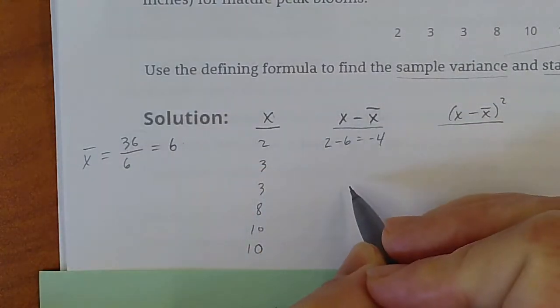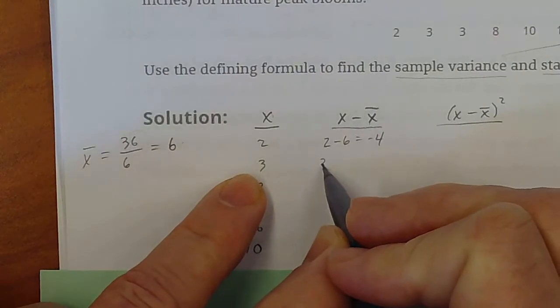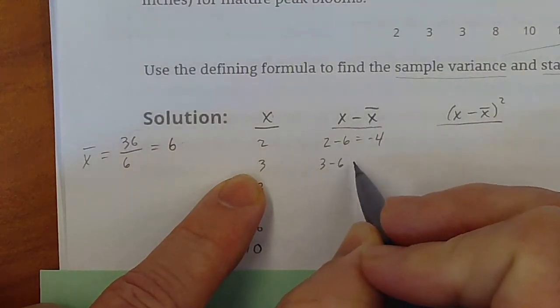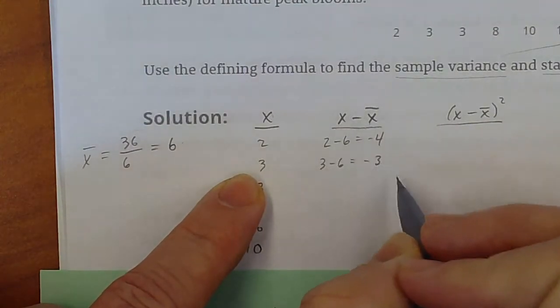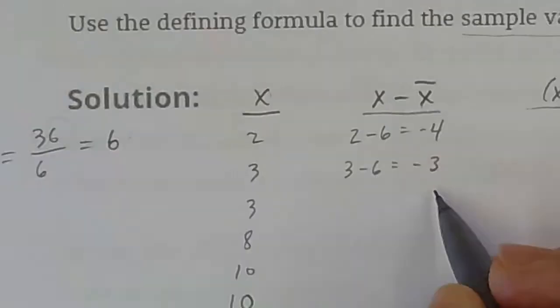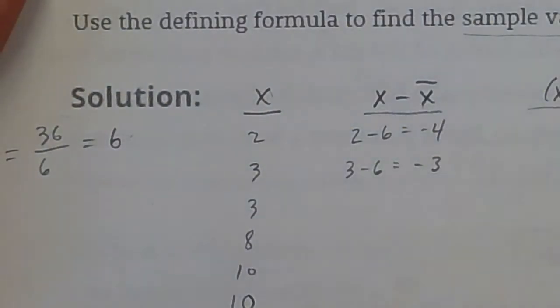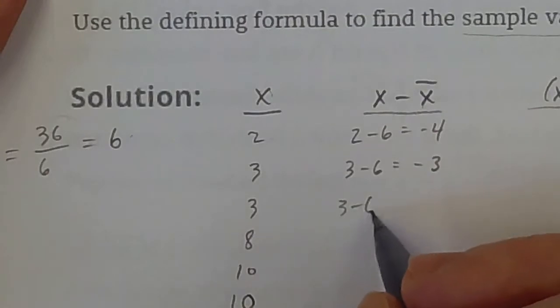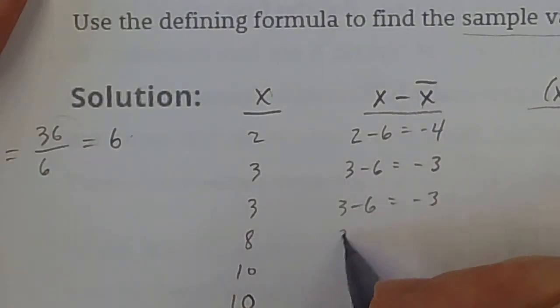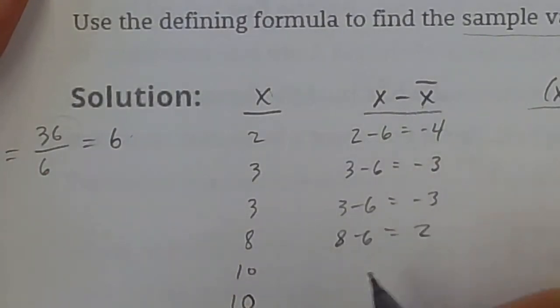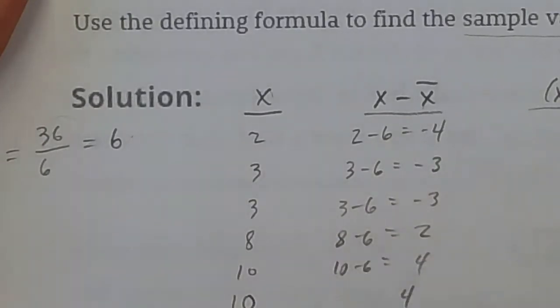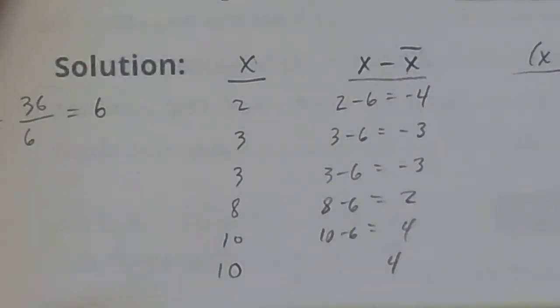-4. Next deviation, 3 is a little closer to the mean, right? So we'd expect a smaller deviation. The negative just means it's below the mean, and eventually we'll get to positives. So 3 minus 6 is my next deviation. 8 minus 6 is +2. 10 minus 6, +4, and then we have another +4. So these are my deviations.